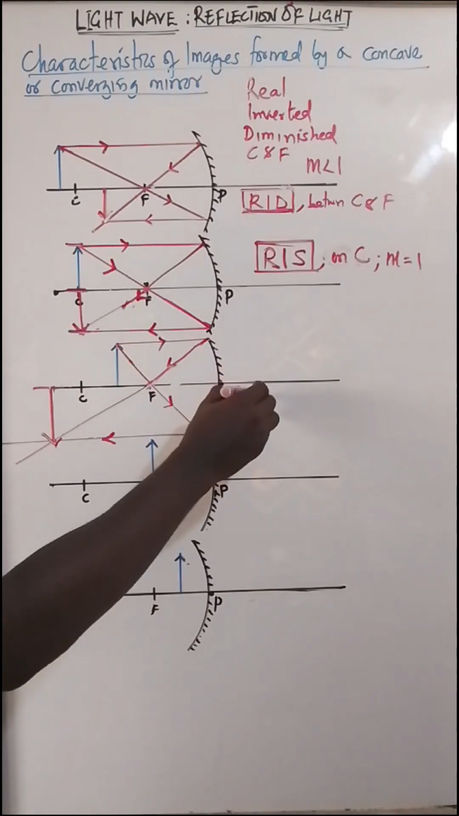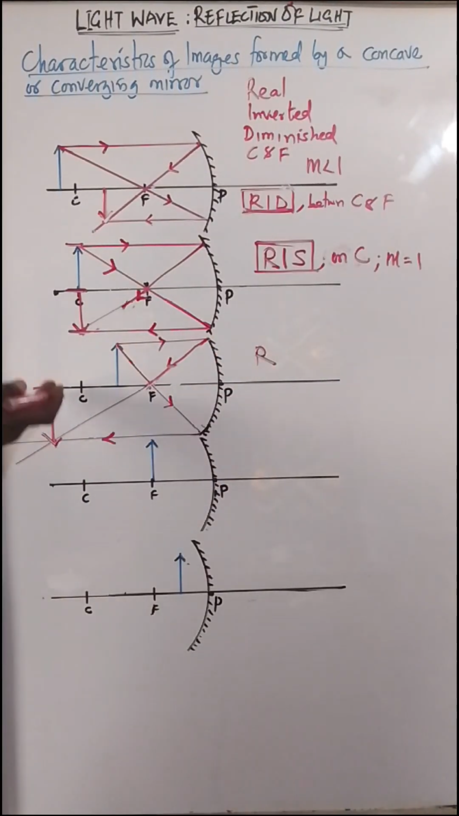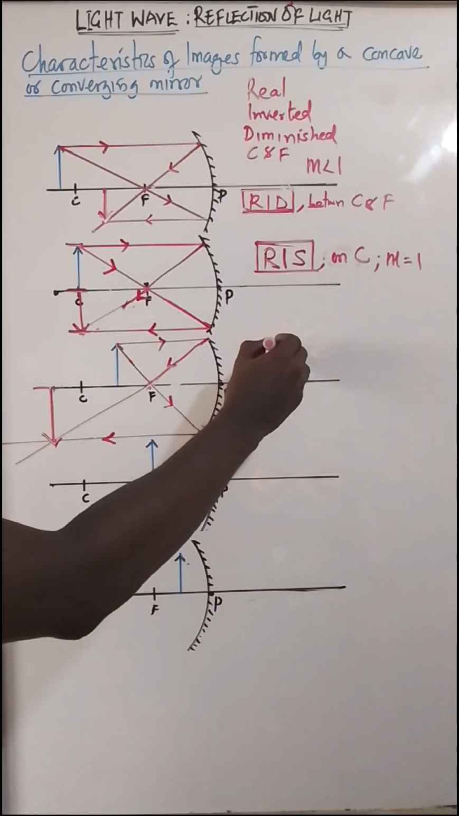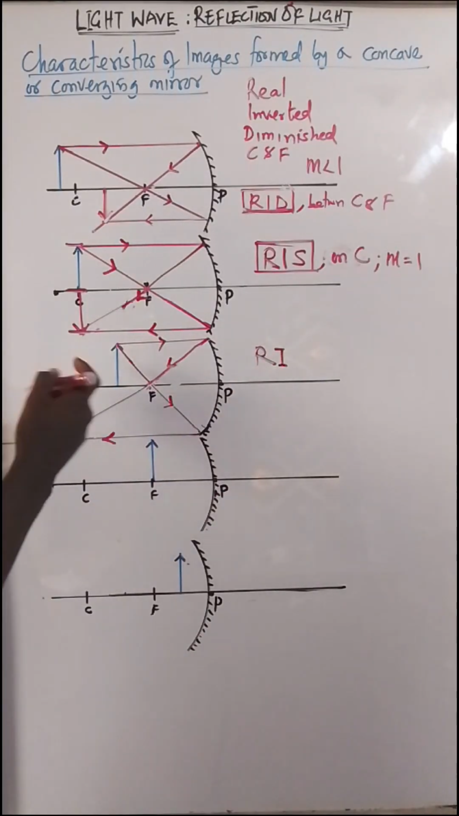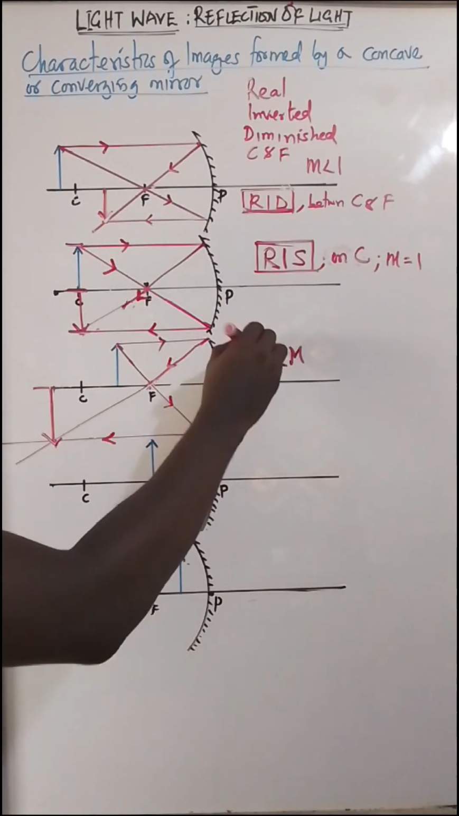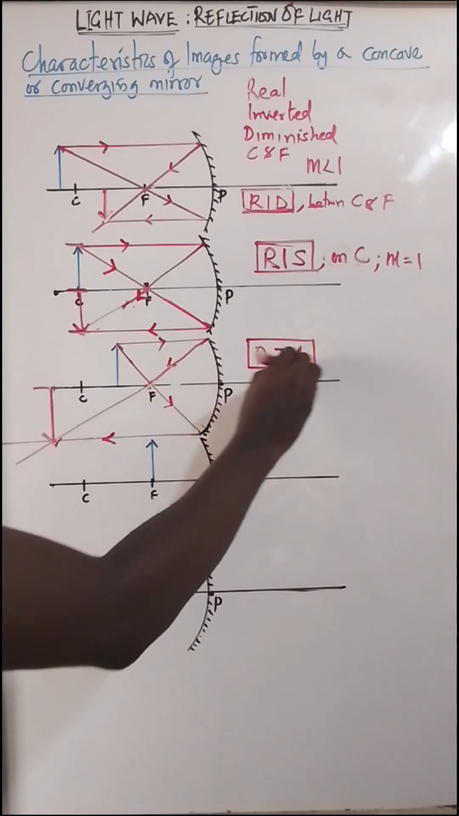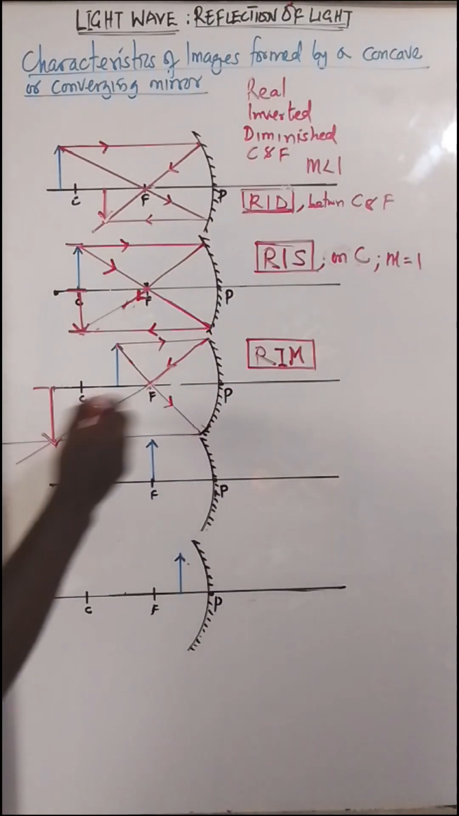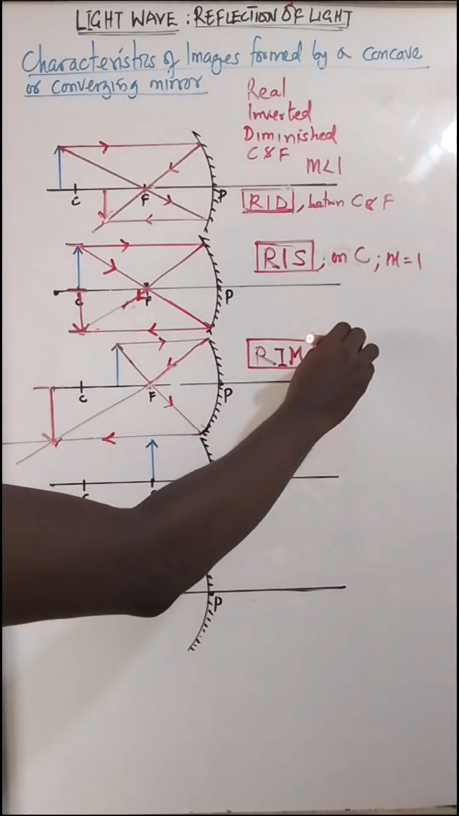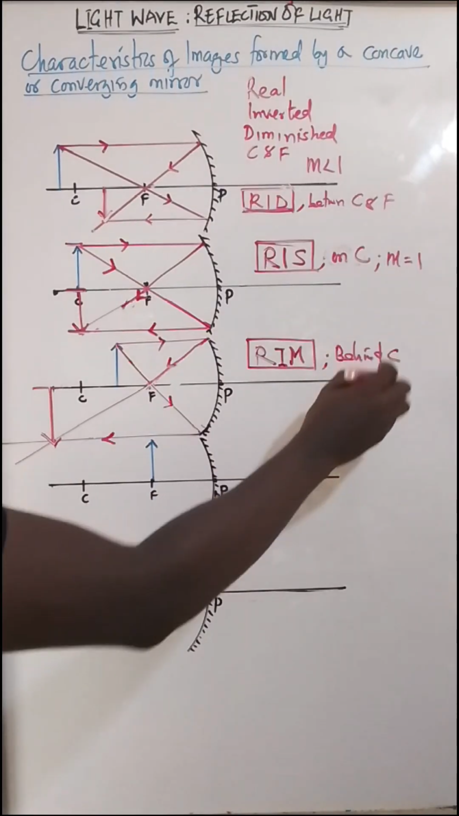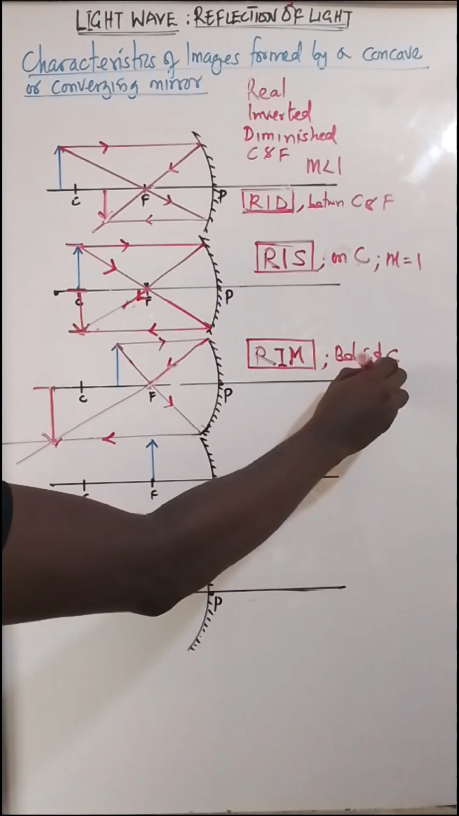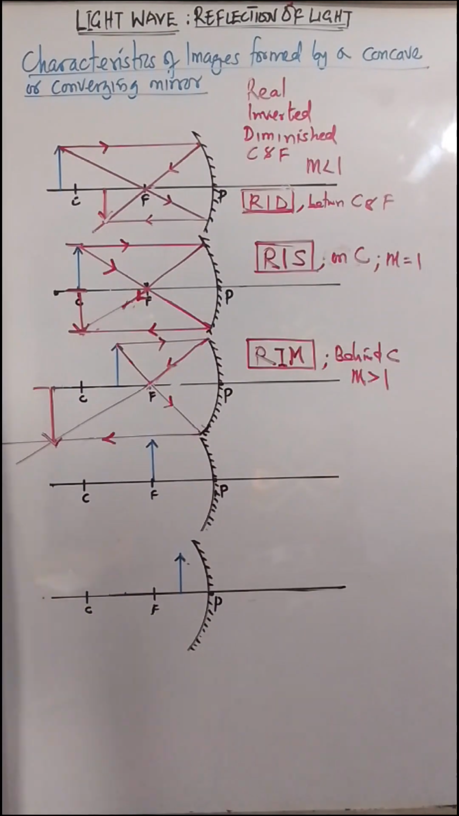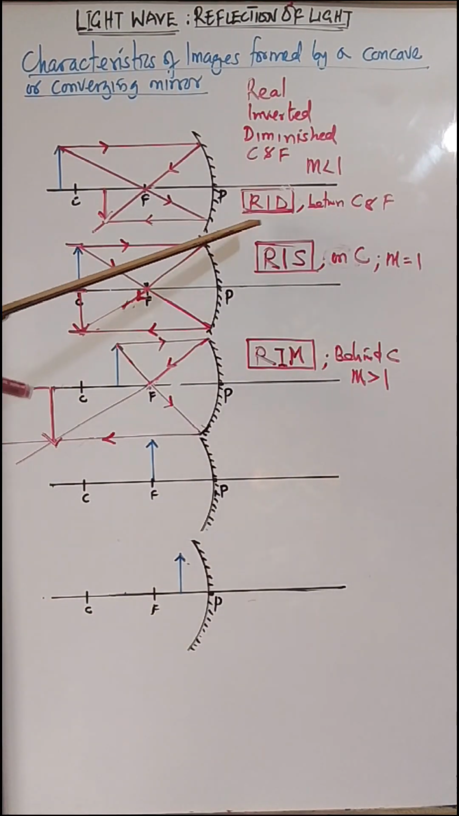In front of the mirror, it is real. Below the principal axis, it is inverted. Now it's bigger, it is magnified. Then where is it formed? Behind C. And what happened to our M? Our M here is greater than 1. It's bigger, it's magnified. So that's RIM. So we first have RID, and now RIM. What happened next?